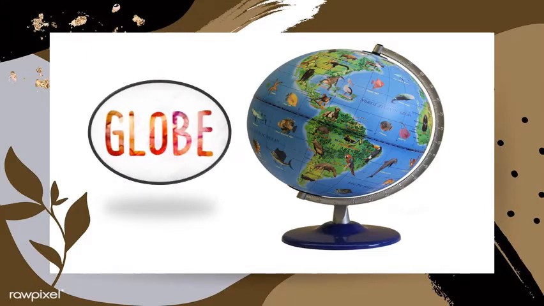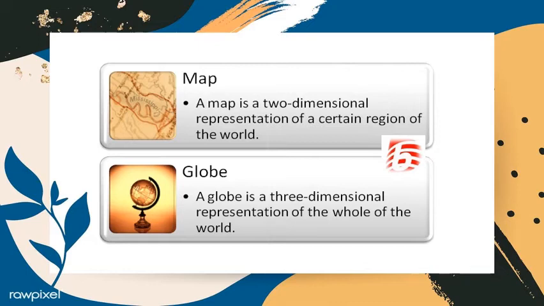So, we can define the word globe, earth, and the map. These things seem similar, but they are different from one another. So, let's see what we are going to study today. Students, what do we see on the globe? We see the cities, the countries, the oceans, the seas on the globe. But there is a difference between map and the globe.